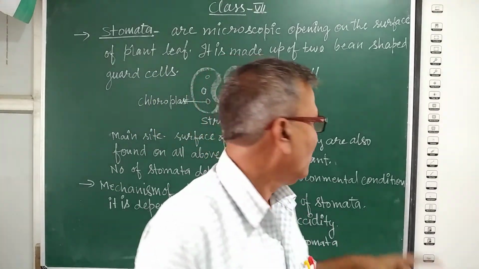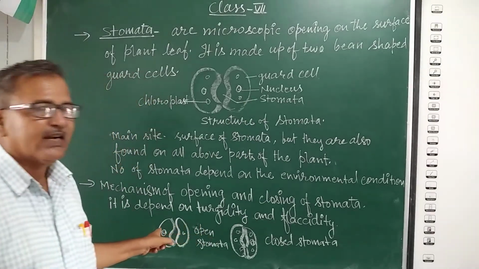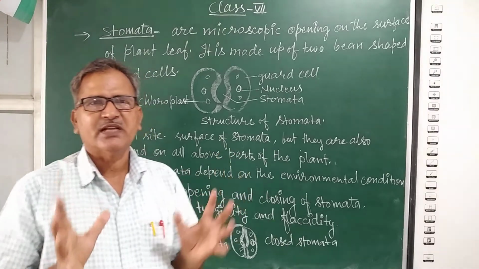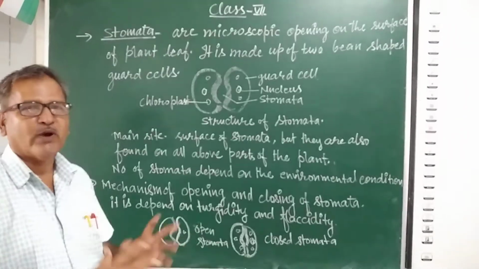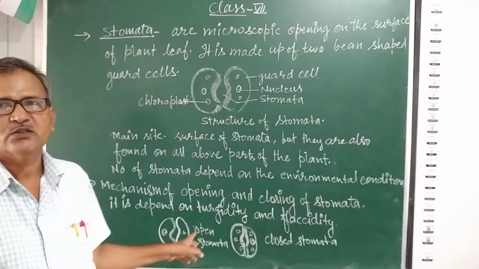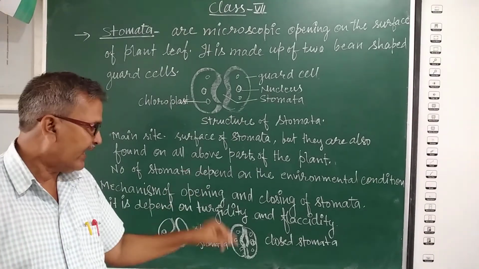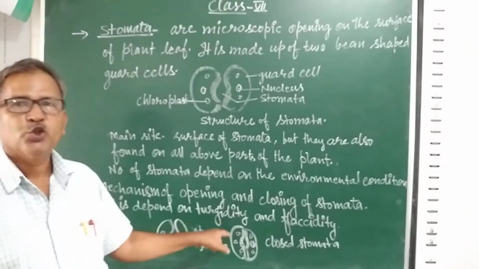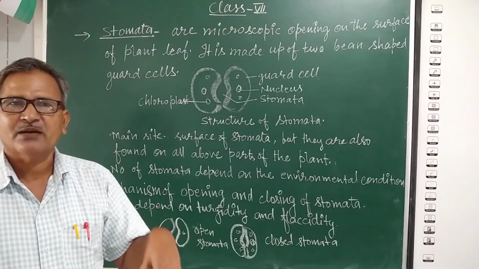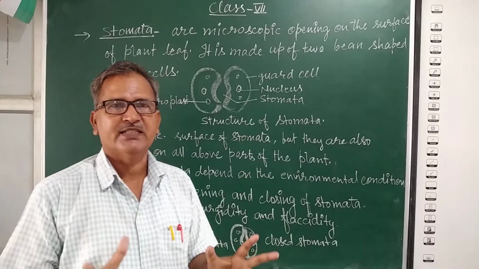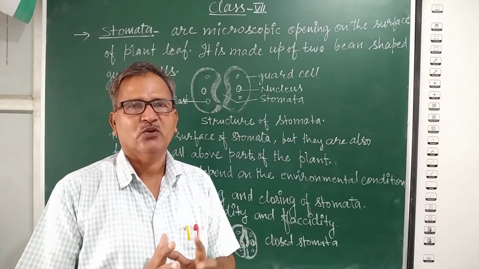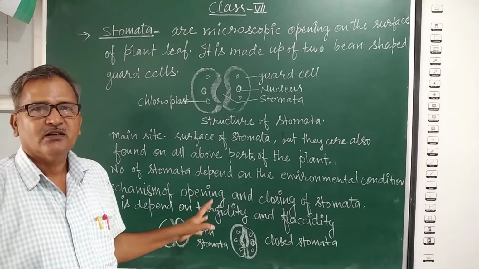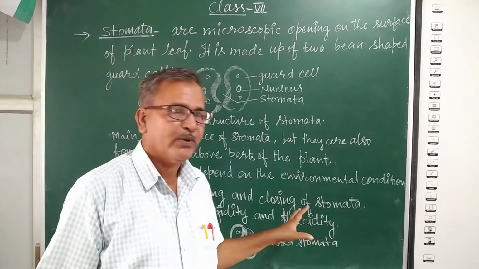size. So when these guard cells absorb water from the adjoining cells, they become turgid, the opening widens and we call it an open stomata. After sunset, the flow of water from the adjoining cells to the guard cells decreases. Because of that, these guard cells become flaccid and finally the stomata close. So in this way, the stomata open and close.